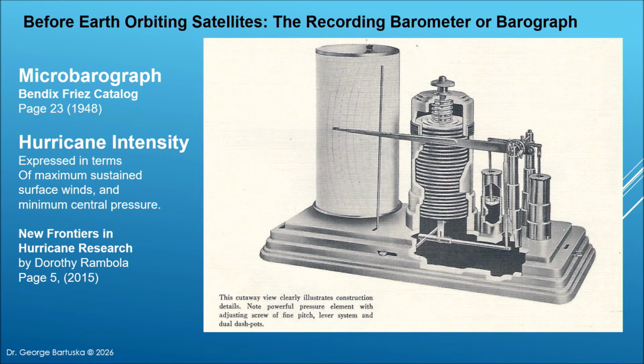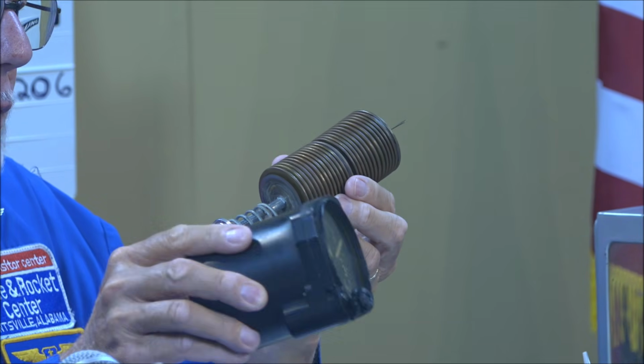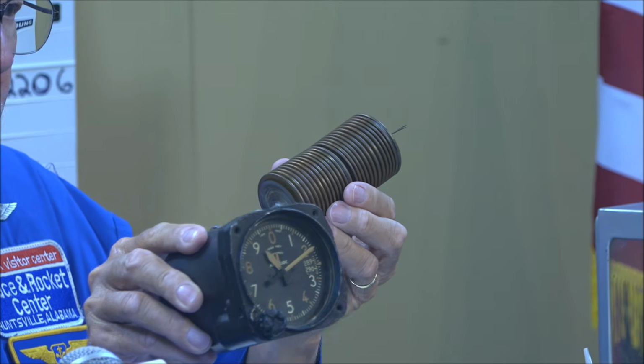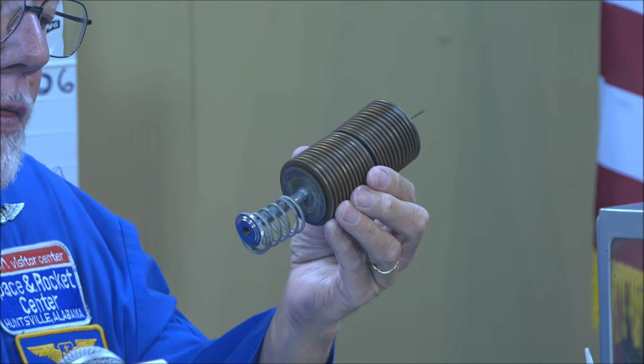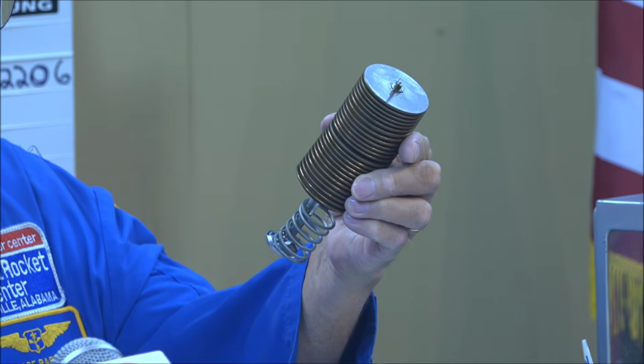Here on the inside it has a set of bellows. I'm going to hold this up real quick. These are the bellows, and this is, there we go. This is exactly what's inside your aircraft's barometer. Here's the barometer. There's the barometer. These are the bellows that are inside the barometer, and this is what's inside the microbarograph.